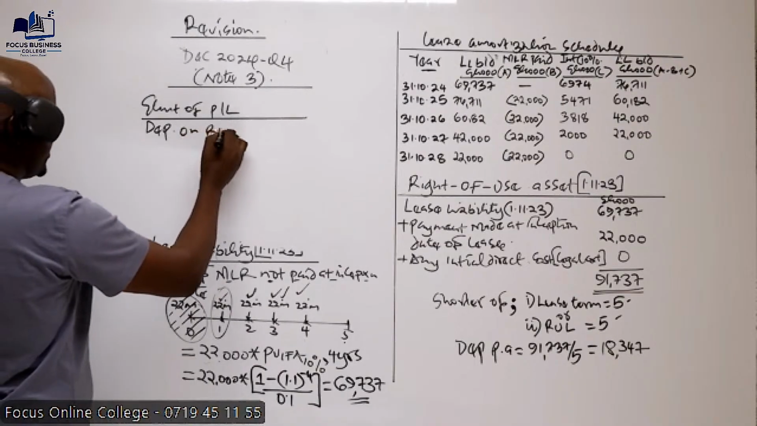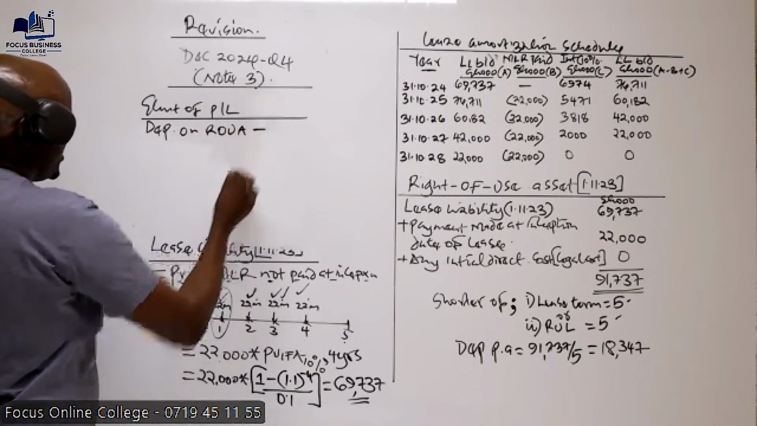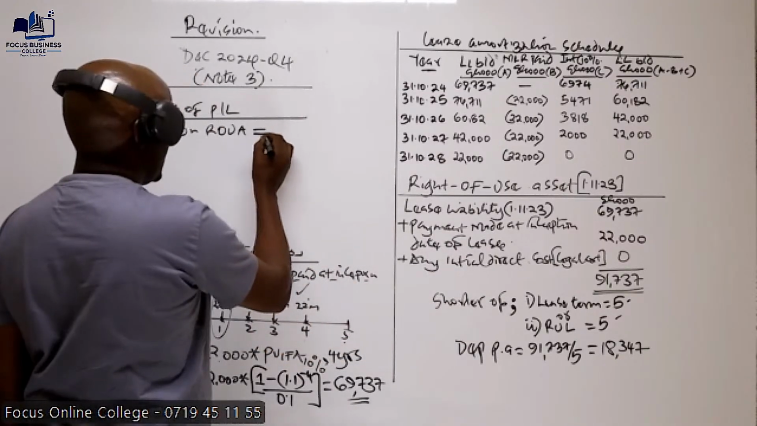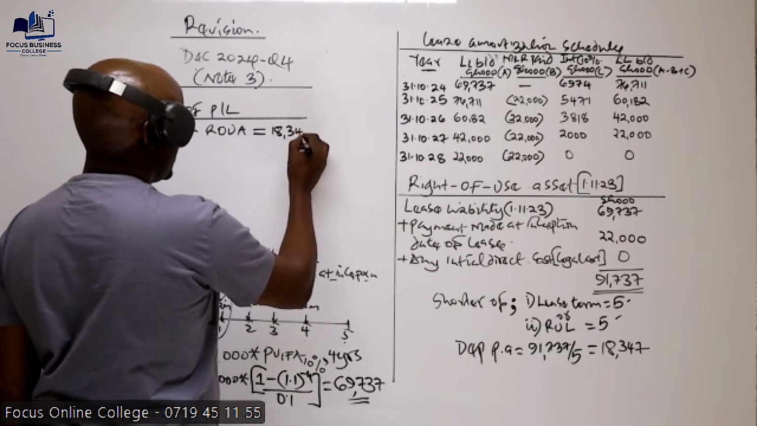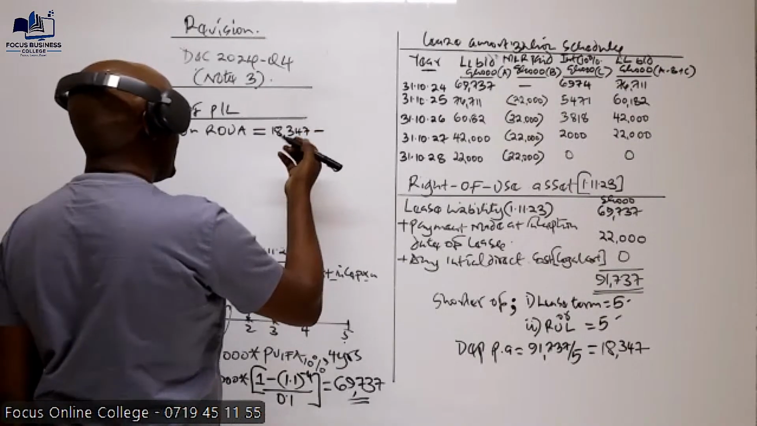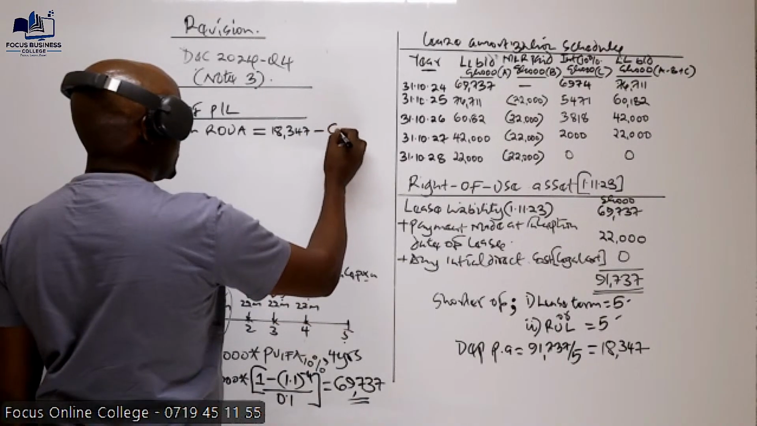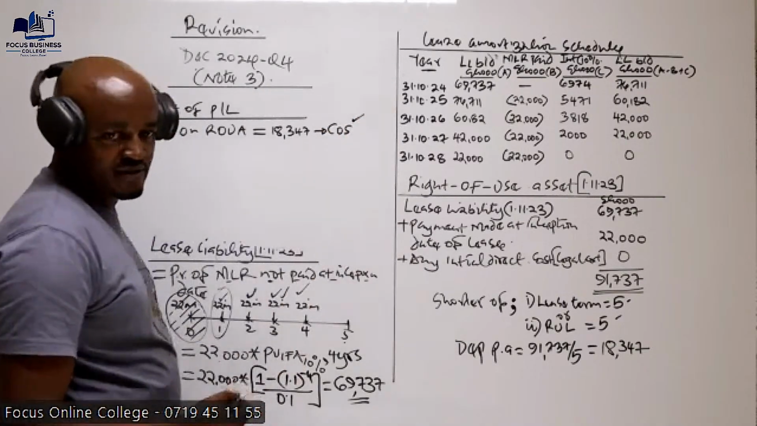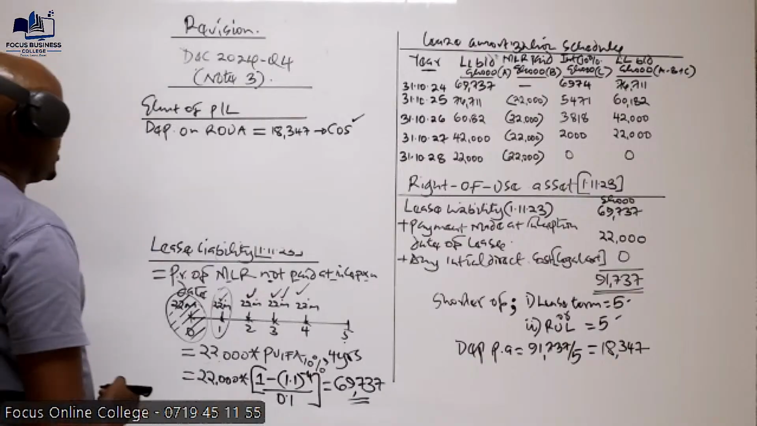The first is the depreciation on the right of use asset. This amount we have there, 18,347, should be recognized as part of the cost of sales. Yes, you add that to the cost of sales, depreciation on the right of use asset.